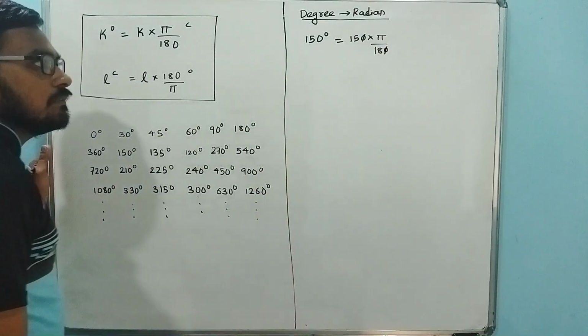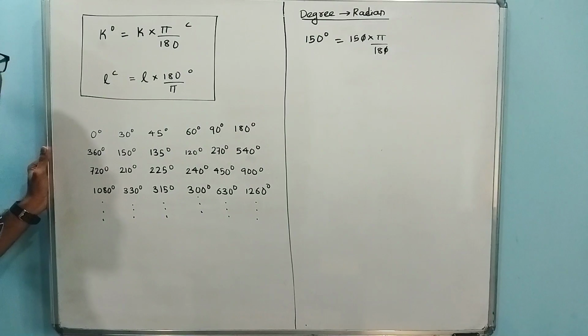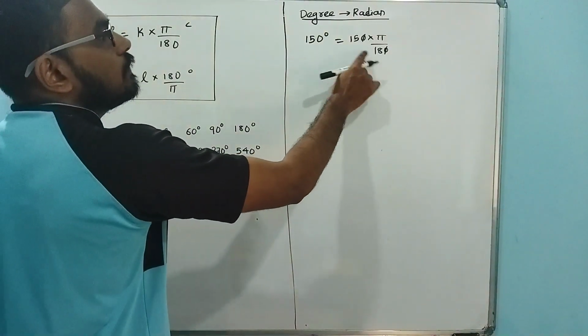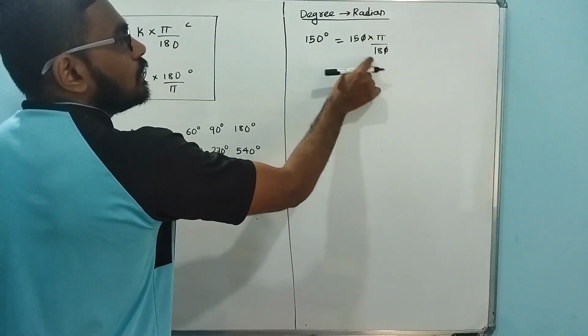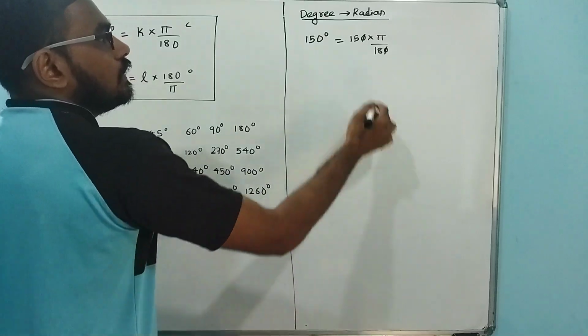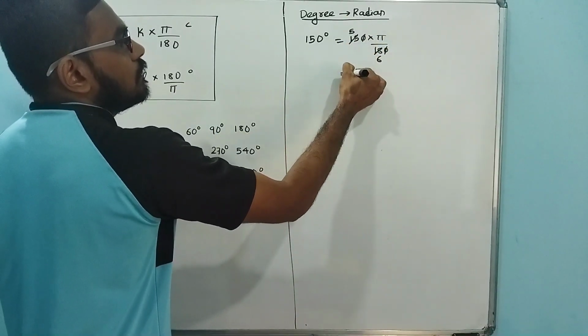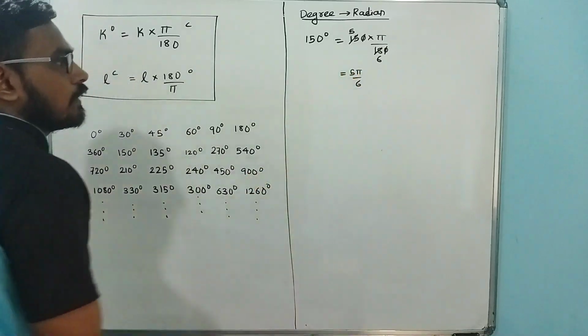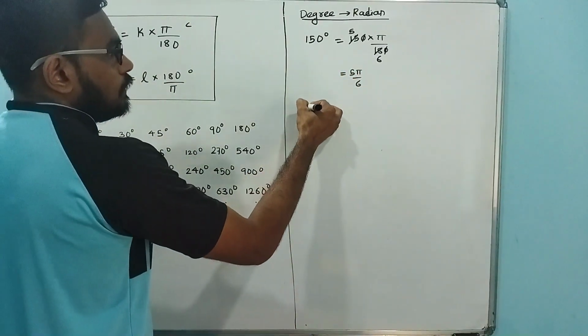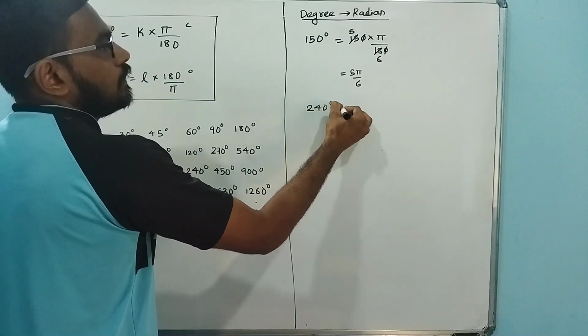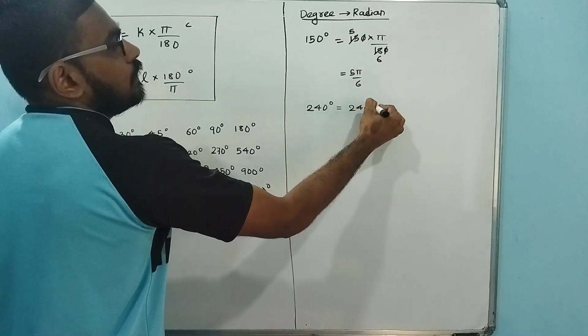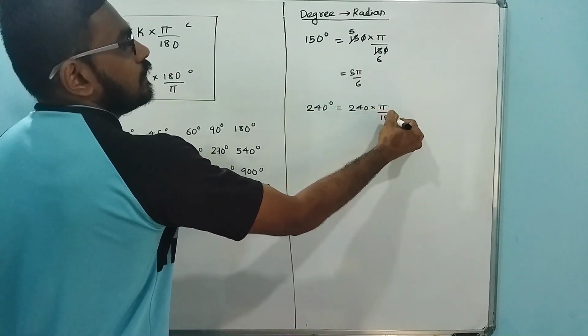now will be either multiple of 3, 6 or 9. Okay, both the numbers will be multiple of 3, 6 or 9. In this case both are multiple of 3. Okay, so 3 5s are 15 and 3 6s are 18. Answer is pi by 6. Similarly, 240 degree is equal to 240 into pi by 180.